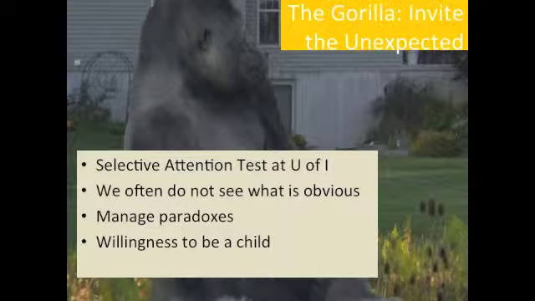Global leaders must be able to invite the unexpected, like the gorilla, in their current positions. They must be willing to learn and demonstrate flexibility. The global leader is able to manage paradoxes and take on challenges that he has never before experienced. Global leaders must be willing to be children, demonstrating humility and breaking down barriers at the same time.